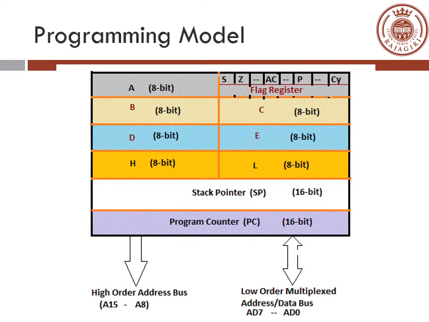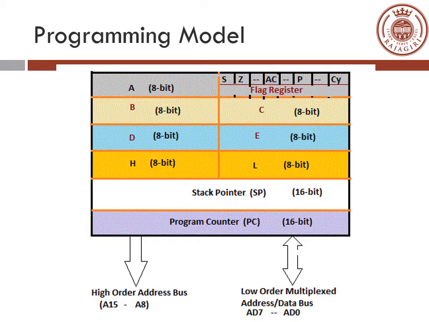The other registers are B, C, D, E, H, L, and you are having the stack pointer, which is of size 16-bit, and the program counter, which is of size 16-bit. Why? Because you are going to access a memory using 16 bits. Okay, 16-bit address. So that's why the stack pointer and program counter are of size 16 bits.